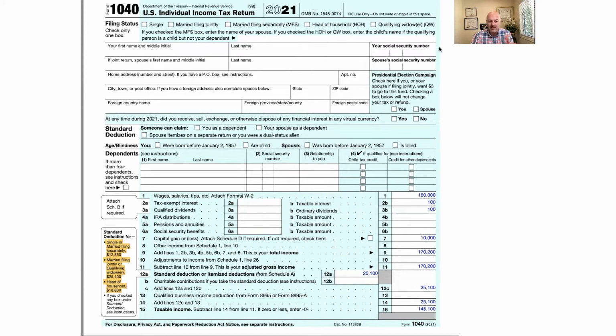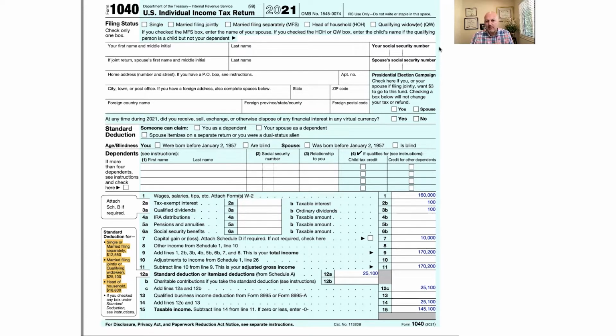And if you see on the left-hand side, I highlighted here what the different standard deduction rates are. So if you're single or married filing separately, the standard deduction is $12,550. If you're married filing jointly or a qualifying widow, then the standard deduction is $25,100. And in this case, we assumed you're married filing jointly. And then if you're head of household, then the standard deduction is $18,800.